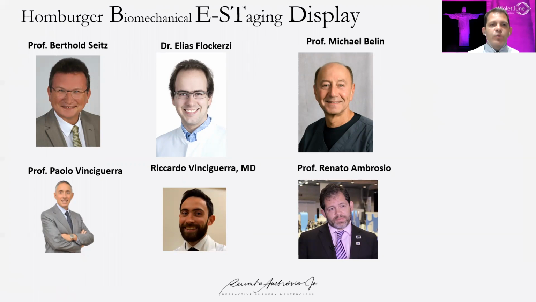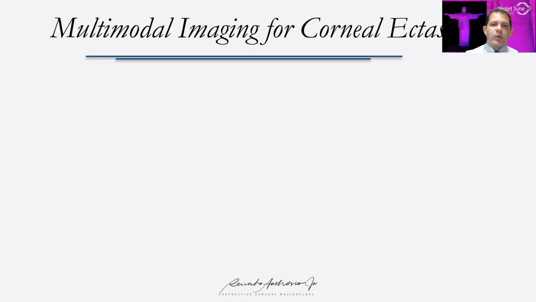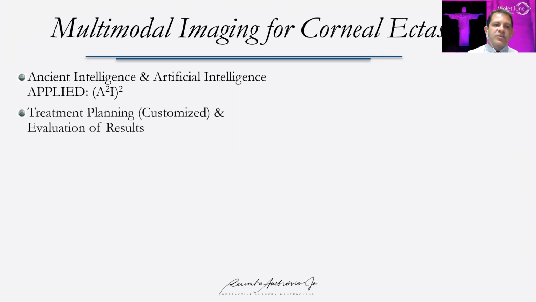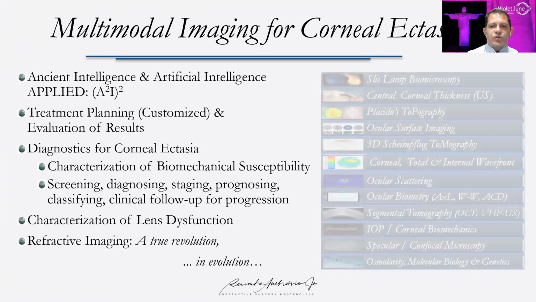major advance is the Hamburg Best Display, which is a biomechanical evaluation that correlates to tomography, that you can see the progression of ectasia and even the regression after cross-linking. This is a must when we consider multimodal imaging, artificial intelligence applied with the hows and with the whys. So that is artificial intelligence and ancient intelligence applied for a customized evaluation for biomechanical susceptibility and all the keratoconus diagnostic screening, staging, prognosing, classifying, and detection of progression. So this is a true revolution in evolution.